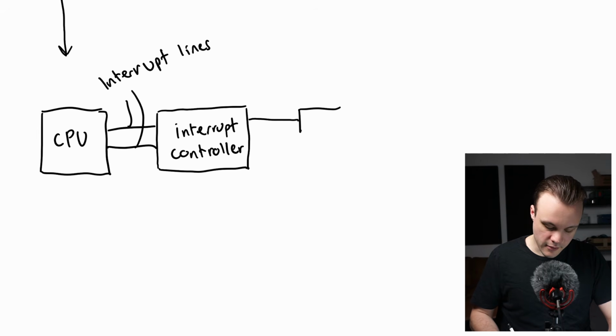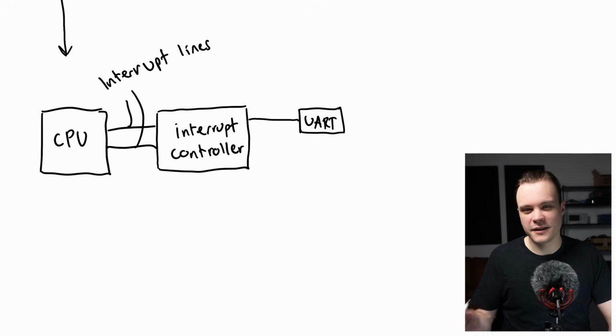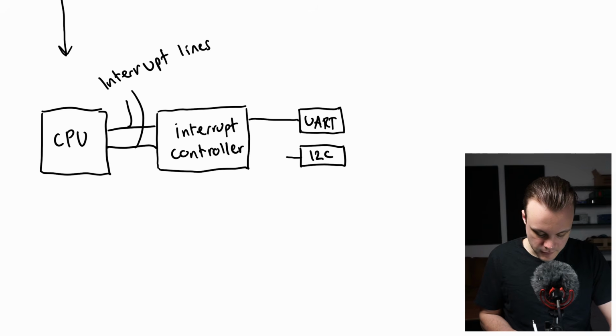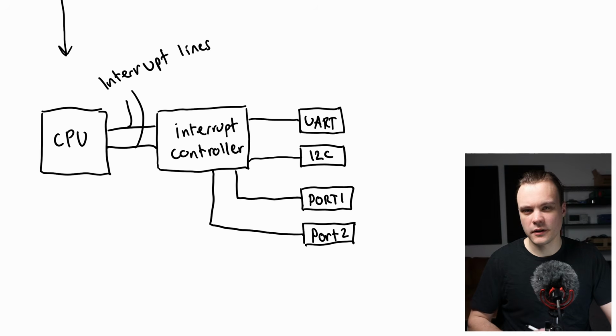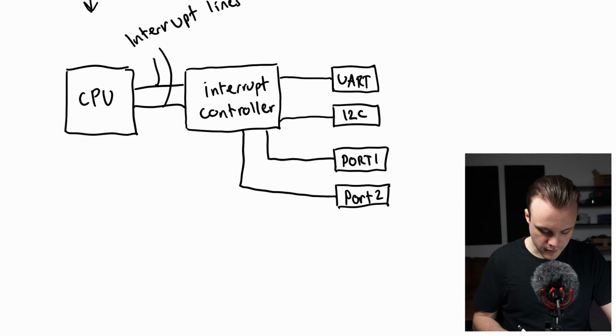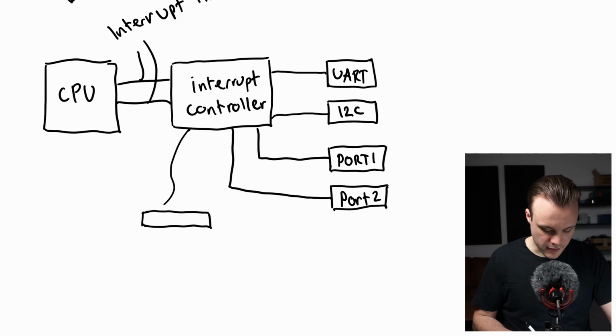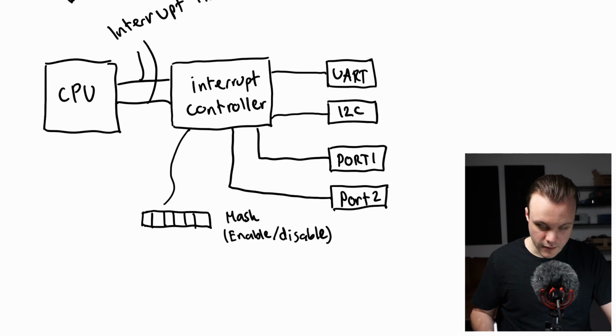So for example, we may have a UART peripheral, which may cause an interrupt, for example, if it has received a byte or if it has finished sending a byte. And similarly, I2C may have an interrupt to notify when its transmission is done. And then we may also have an interrupt coming from the I/O ports. And this interrupt controller is usually going to have some registers associated with it. So it may, for example, have a register for enabling and disabling interrupts, which we sometimes call masking an interrupt. And you will see later in the code example that we have to explicitly enable the interrupt for the event coming from one of the peripherals to actually trigger an interrupt.